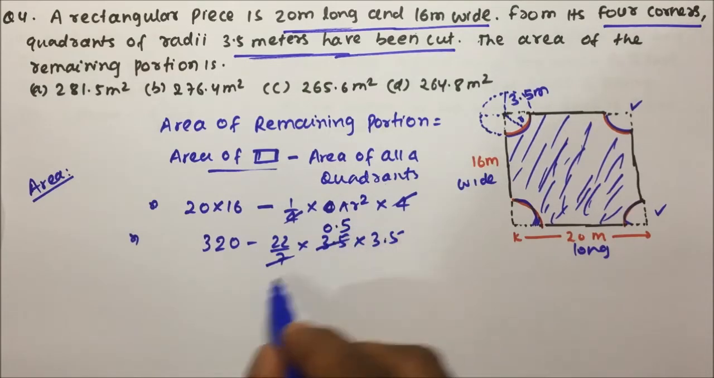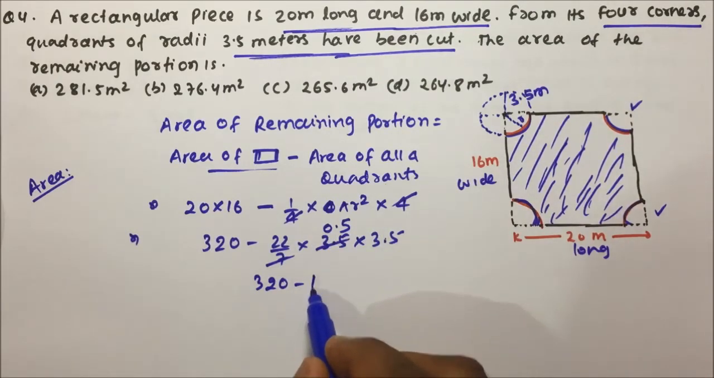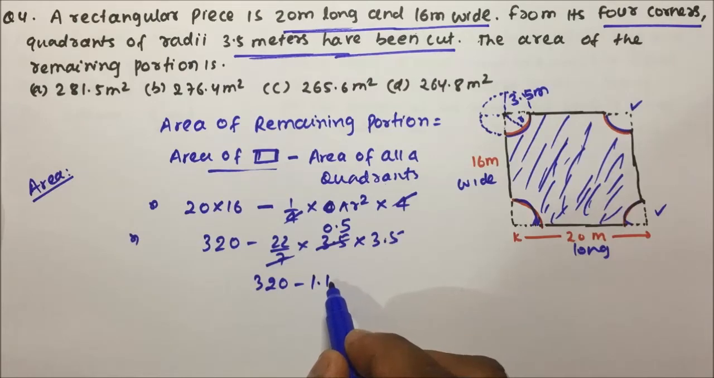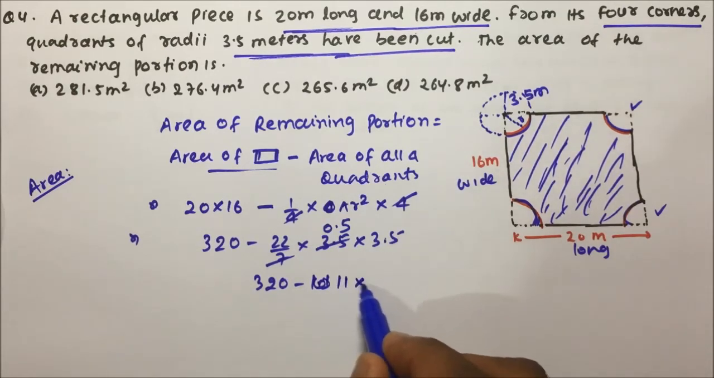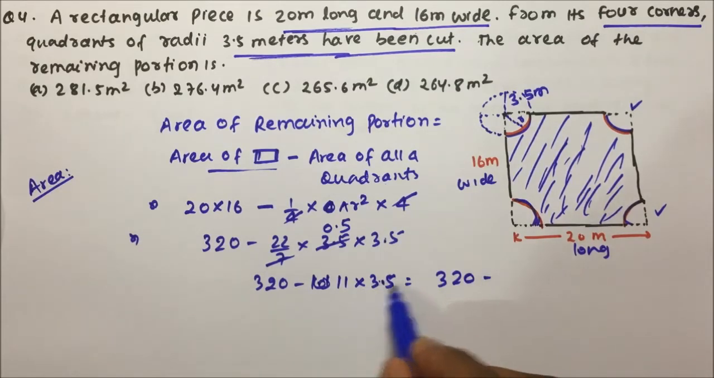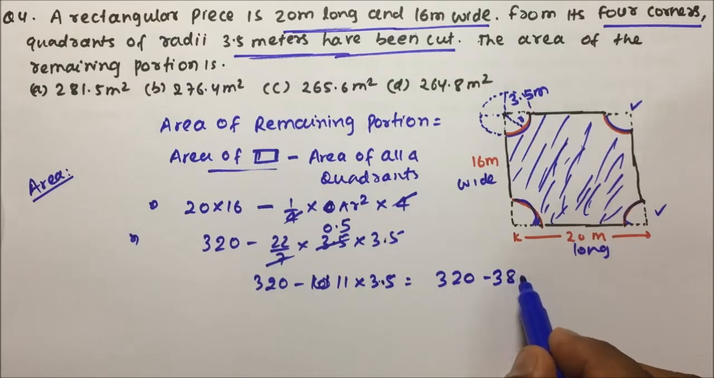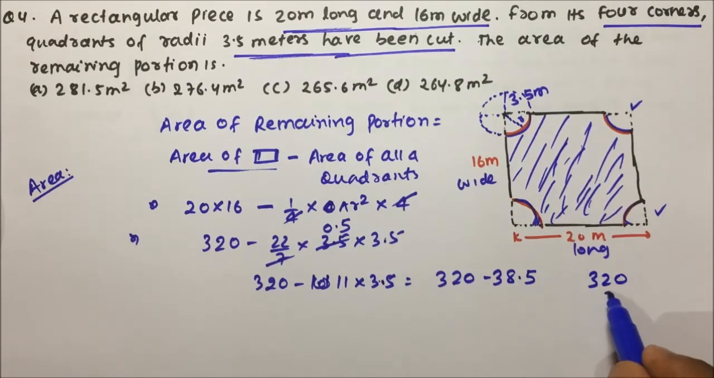This will be 0.5. So 320 minus 22 into 0.5 will be 11, 22 half will be 11. So this will become 11 into 3.5. So 320 minus, 11 into 35 is 385, that means 38.5. Now if we subtract 320 minus 38.5, then this will be 281.5.